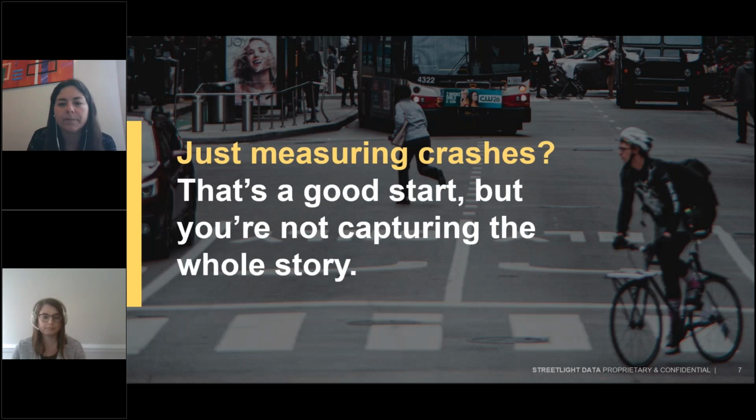Diving into safety a bit more, transportation safety and mitigation tactics are more than just measuring crashes. That's a good start, but with just crash data, you're not capturing the whole story. It is important to understand other contexts surrounding crashes, such as traffic activity in the area, speed, and more, and to begin to identify solutions.